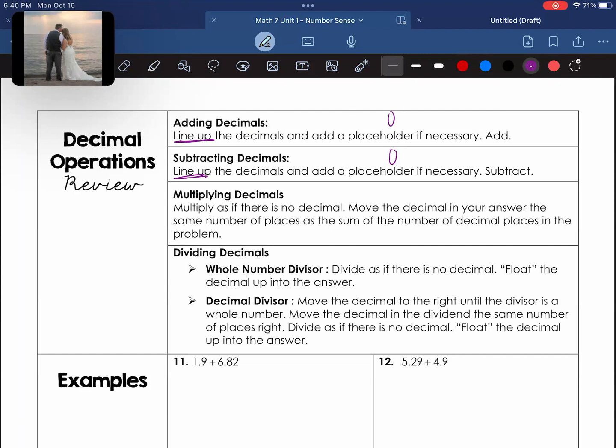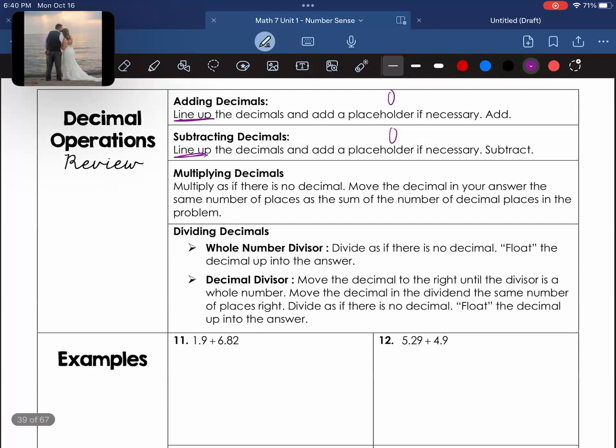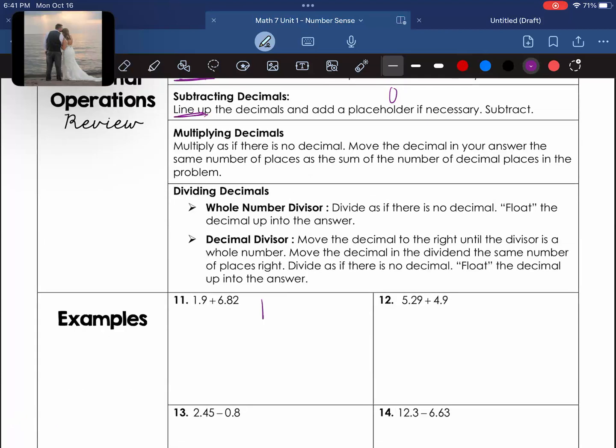So let's go ahead and just look at number 11 right now. This is an addition problem, so you will line up the decimals. What that means is I will do 1 9/10 plus 6 82/100. Now we have this space right here, so I'm just going to fill it with a 0 or the placeholder that they were talking about.